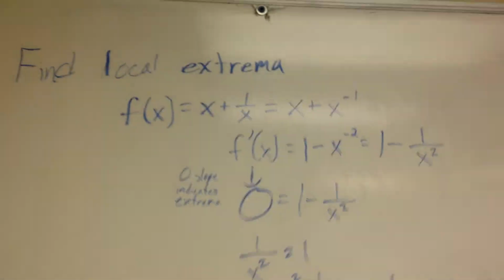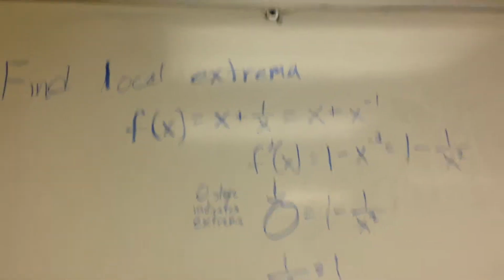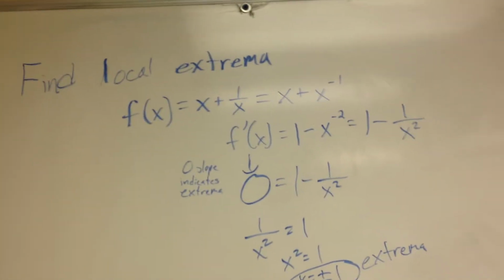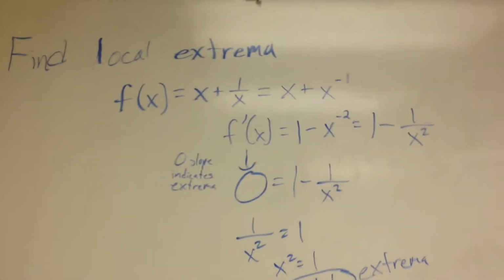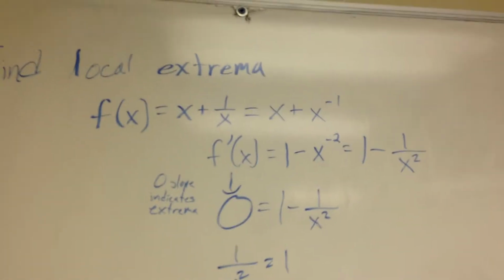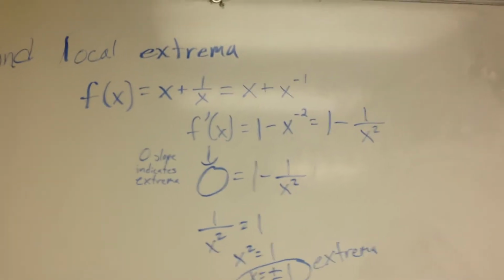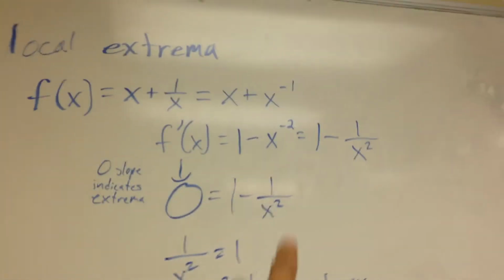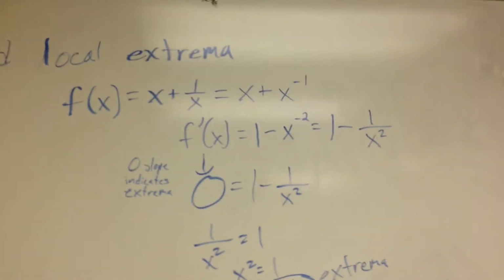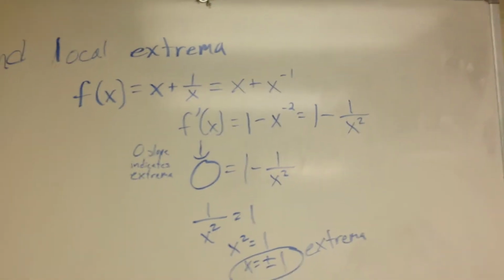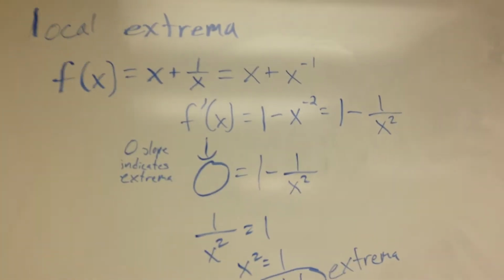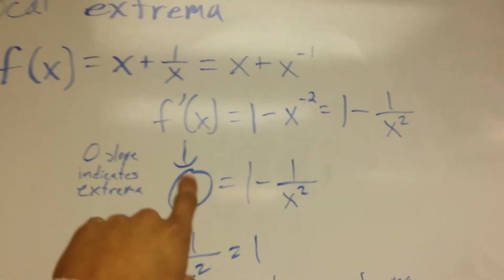Alright, so we're going to find local extrema and the equation that we're given is f of x equals x plus 1 over x. So that's the first line up there. And then I just translated that into a simpler form that I could work with for derivatives, and that's x plus x minus 1 right here. And then first off, to find the extrema, you take the derivative of the equation. So that's my first step right there.